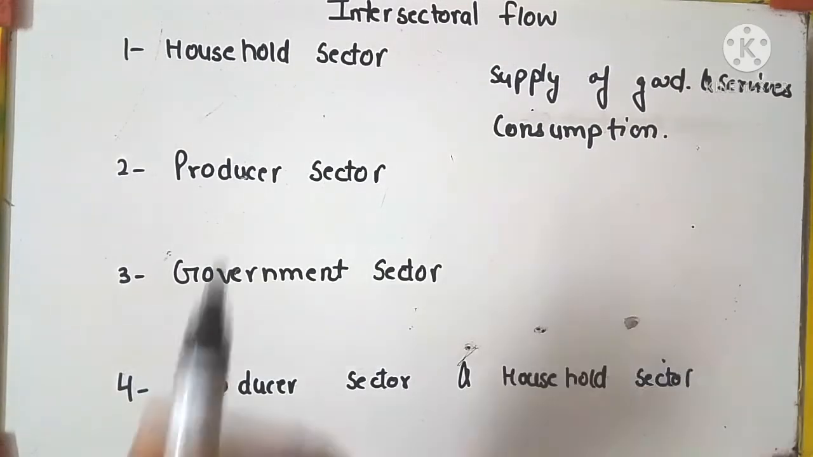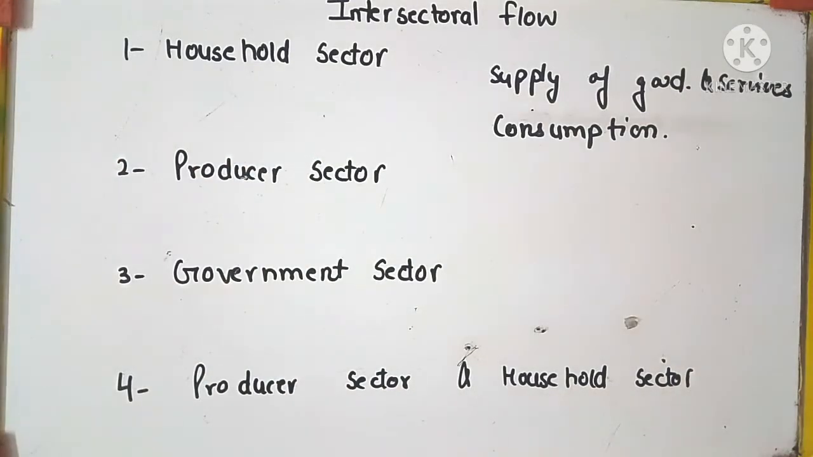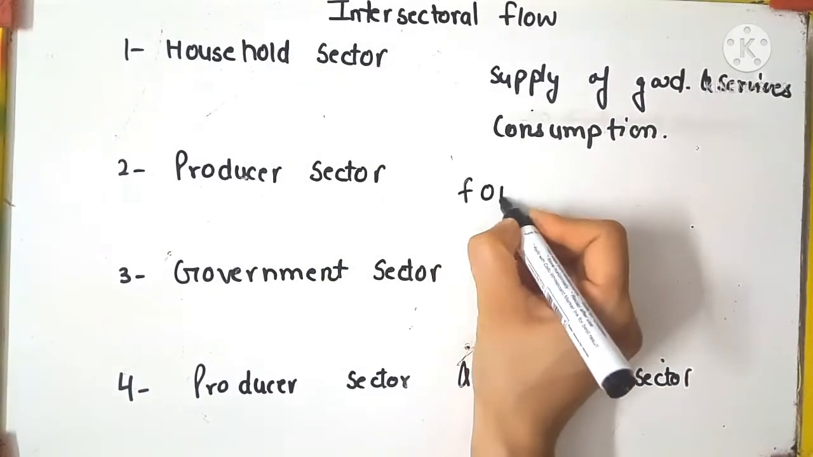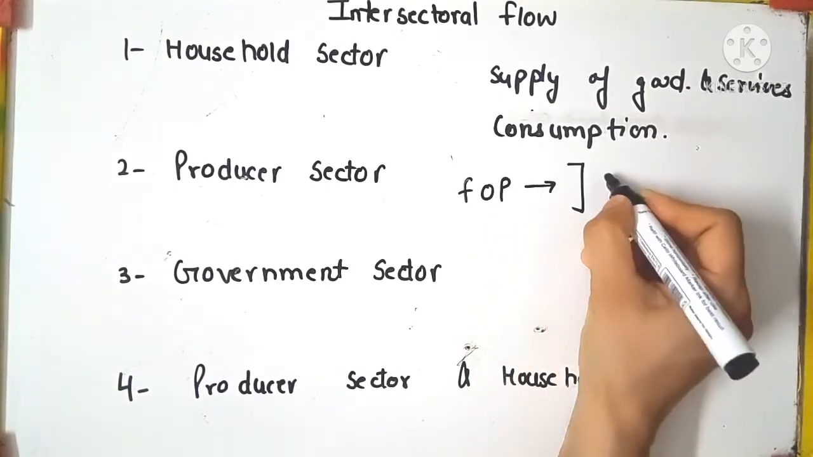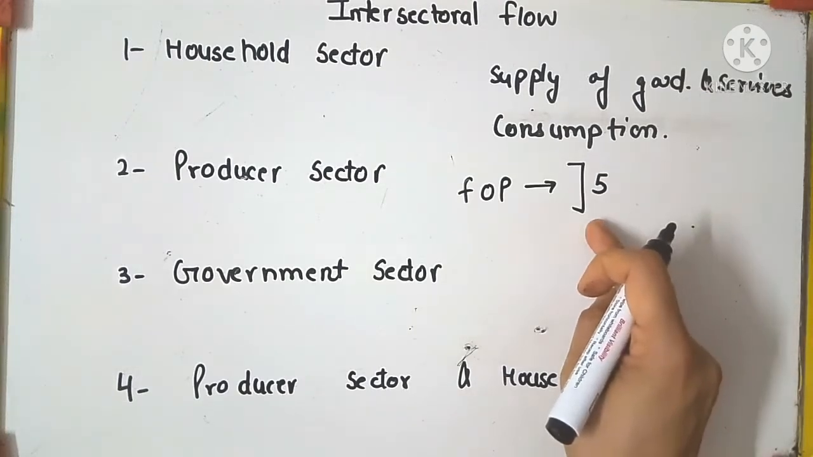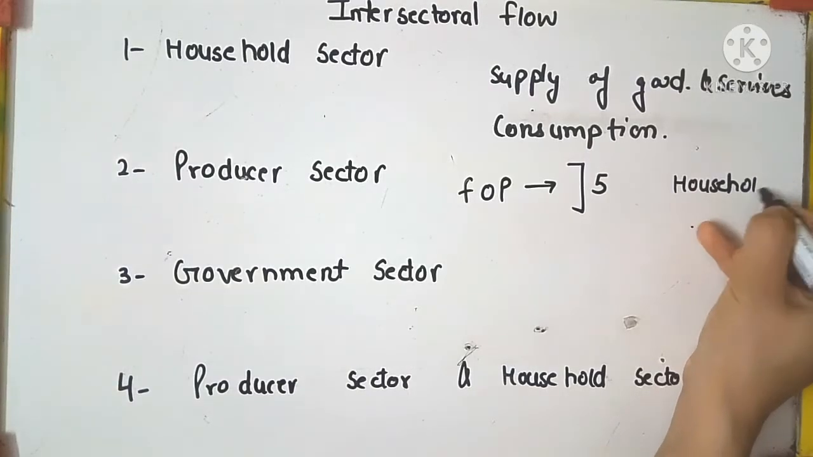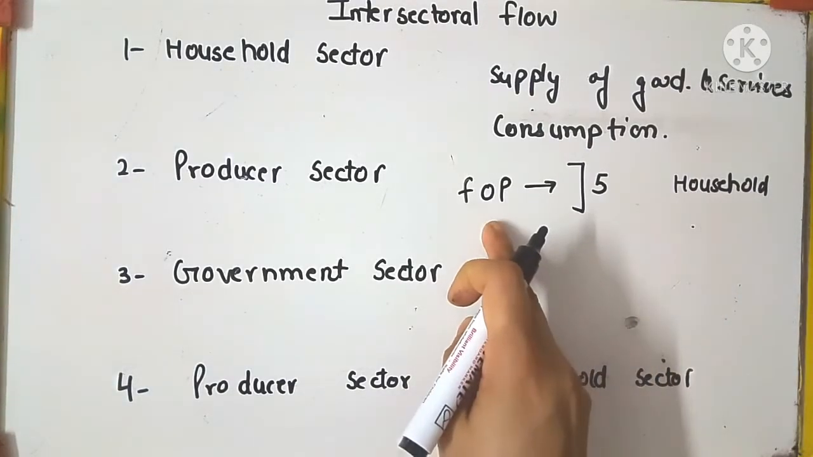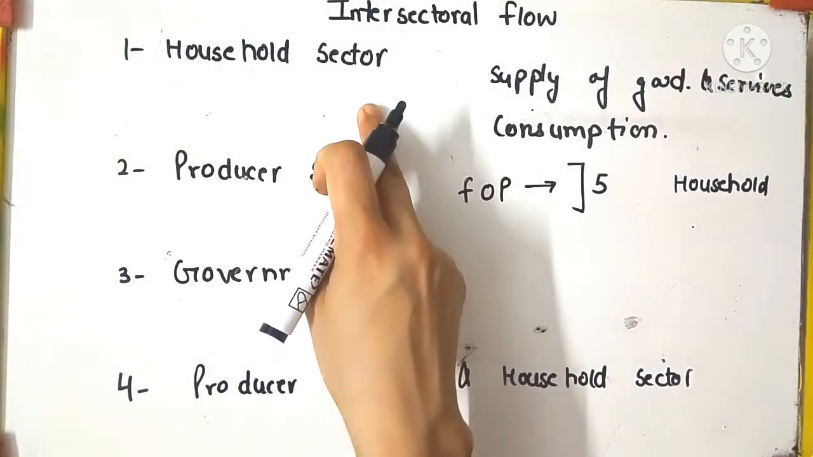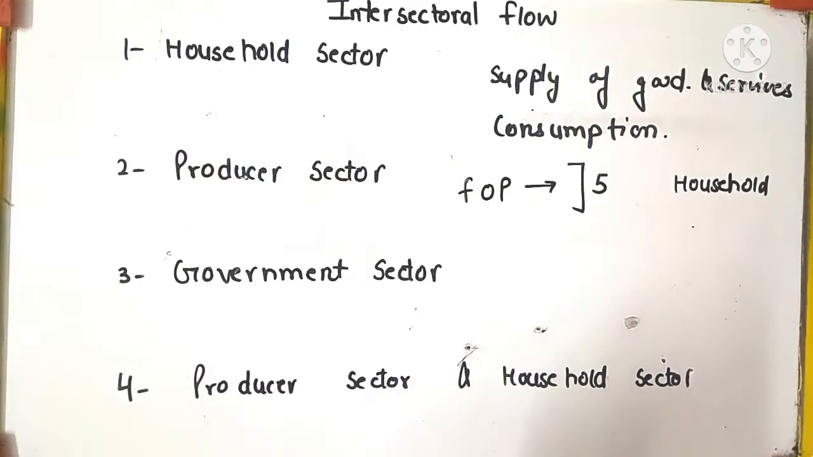Secondly, the producer sector depends upon the household sector. How? When the producer sector produces goods, they need factors of production. As we all know, we have 5 factors of production, and the owner of these 5 factors of production is the household sector. All these factors of production are provided by the household sector, and so in this case the producer sector depends upon the household sector.